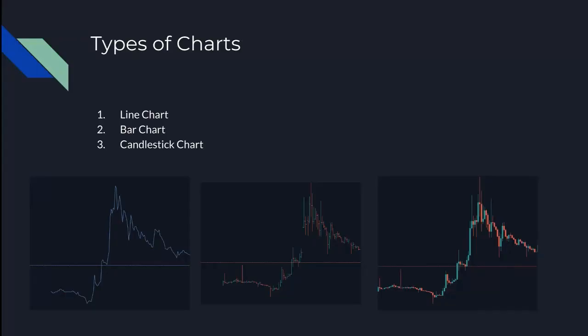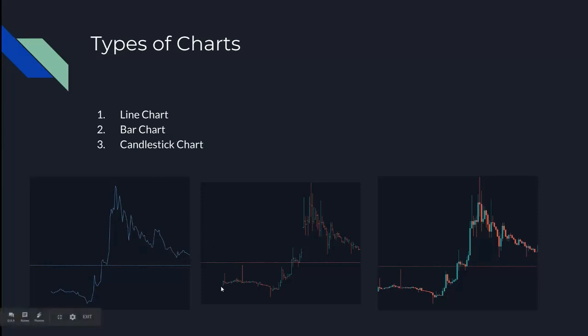There's three types of charts. As you can see, the first one on the left there is a line chart, this guy here. It takes the price and aggregates it over an average and creates a smooth line.